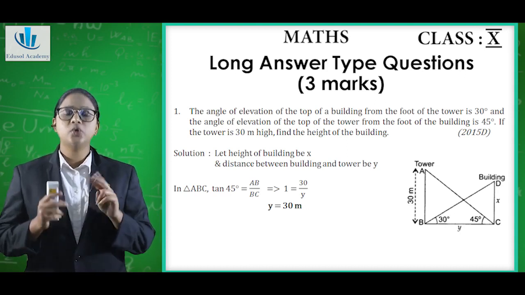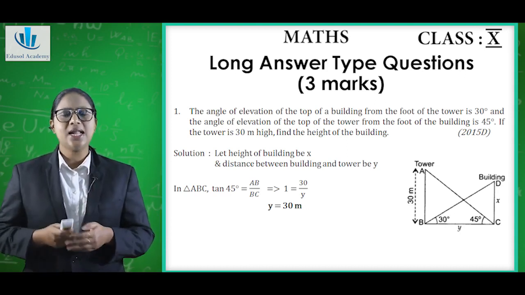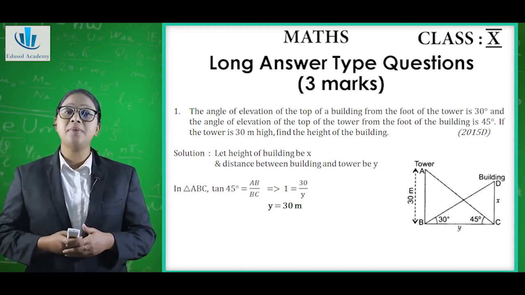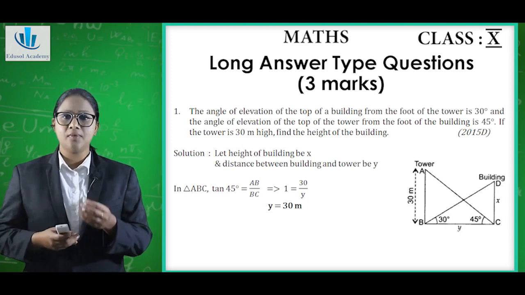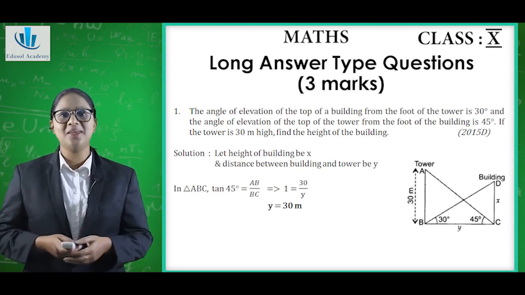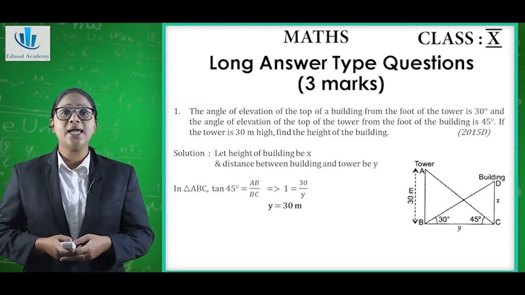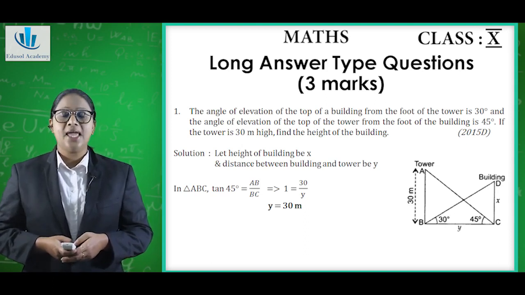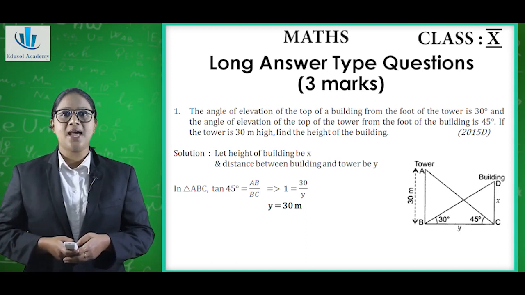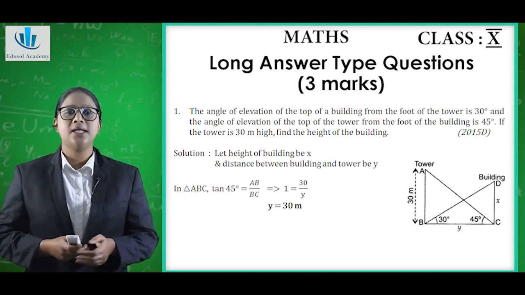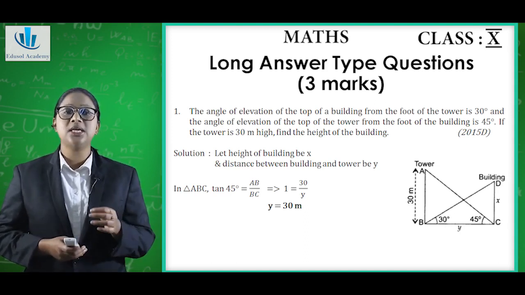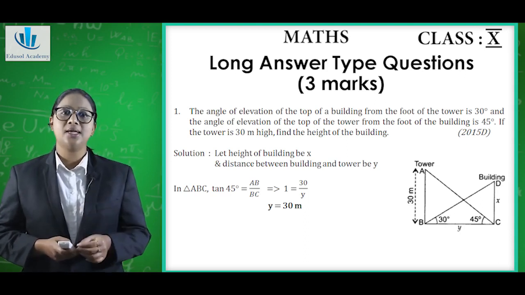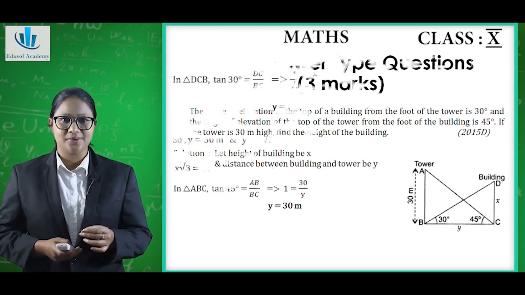So we get two right triangles, and let the gap between them be y, and let the height of the building be x. The tower is 30 meter tall, that's been given. Now in triangle ABC, tan 45 is equal to AB by BC, that is equal to 1, and that will be equal to 30 by y. From that we can write y is equal to 30 meter.